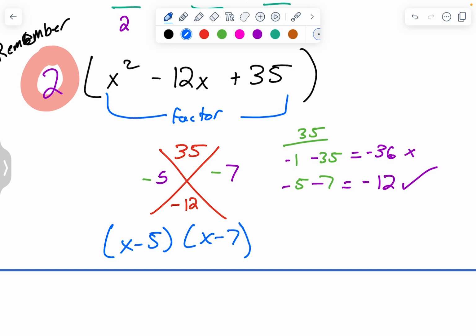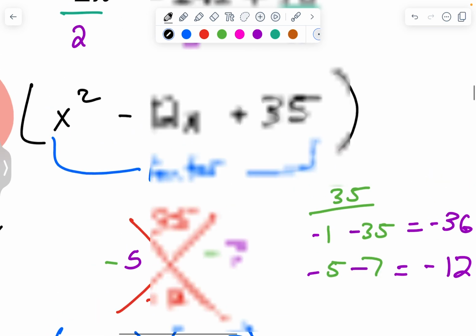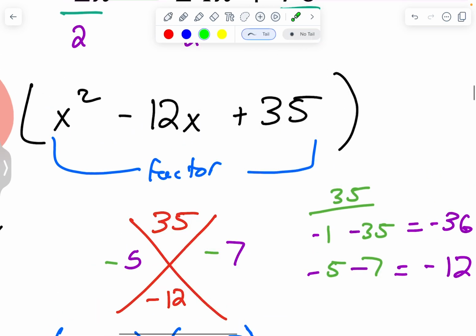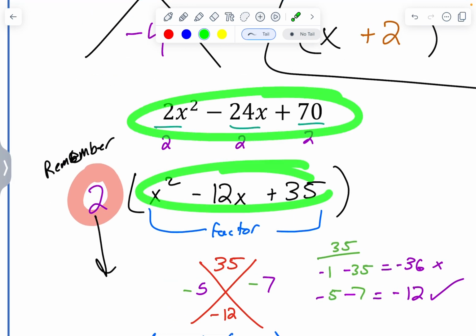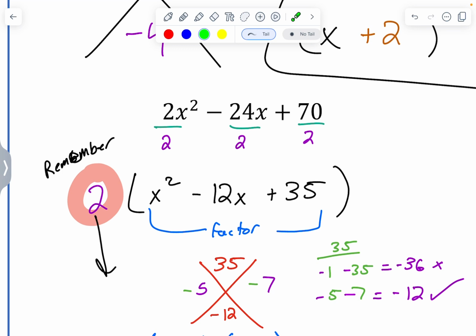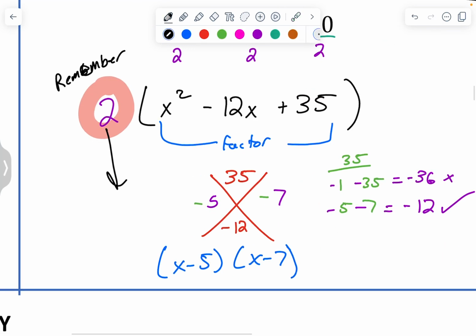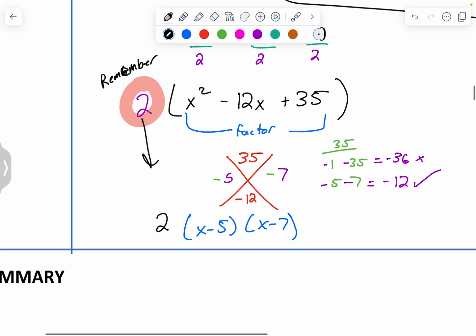Okay, but we need to remember to bring that greatest common factor down. Because if I multiply out, I'll get that inside grouping. I'll get this part right here. But that doesn't match our final answer here. So what we need to do is bring that 2 all the way down, and that greatest common factor is just going to stay out in front.